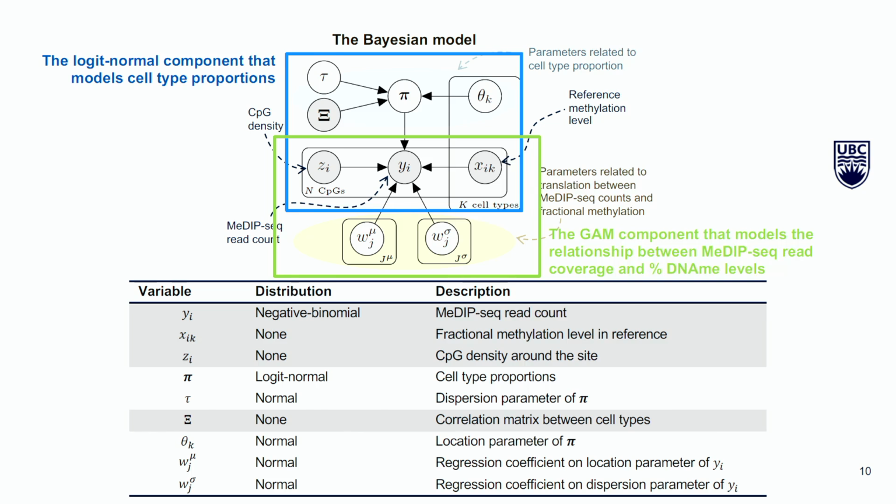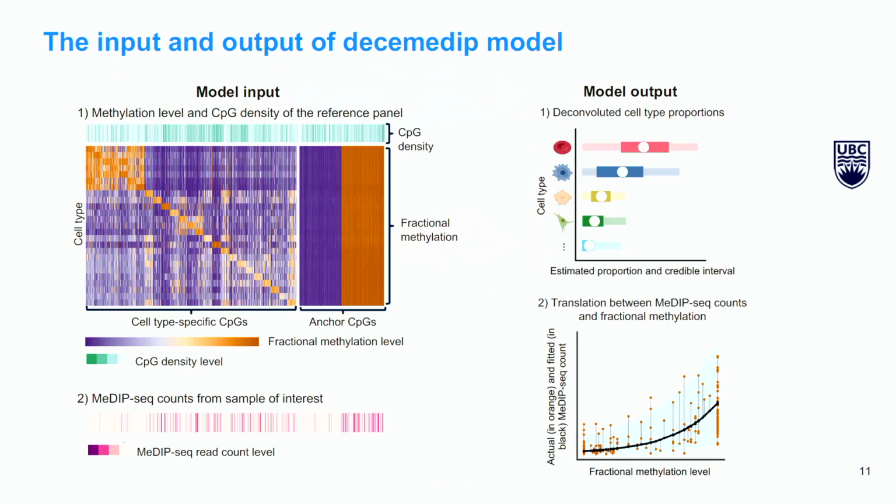Each of these components can't work separately because we don't have that information, but we combine them into a Bayesian hierarchical model, and we can estimate these parameters simultaneously. So the input to the model is CpG density, of course, and then methylation levels from the reference panel, and also the MeDIP counts from the sample of interest. This algorithm does estimation for each sample independently.